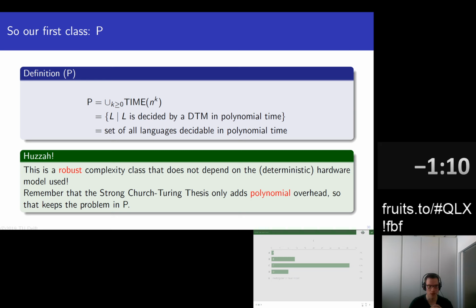All right. I see some discussion going on about this K-tape and transforming it with quadratic overhead. I'll come back to that in the break, if that's okay.